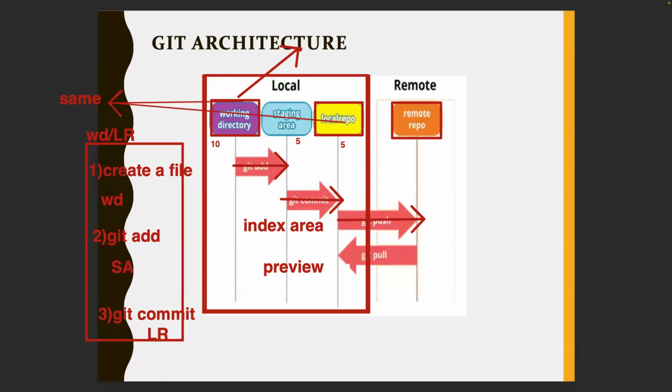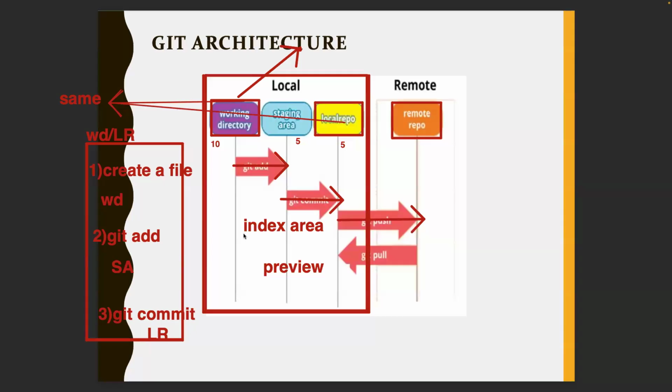So based on the architecture, if we want to move to the remote, the files should compulsorily be in the local repository, even in the same working directory, but the architecture will be considered. If it is under the local repository only, it will move to the remote area. Am I right? Correct. But here, the local repository and working directory are the same. Both are the same folder.